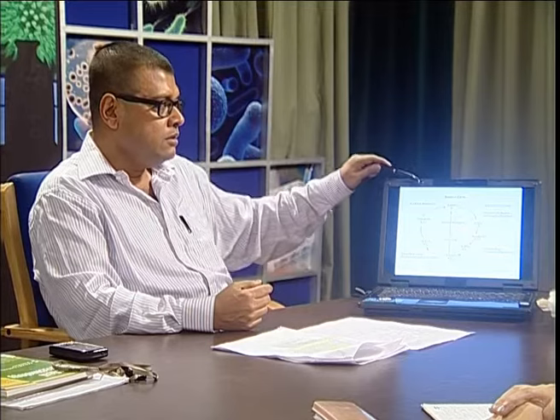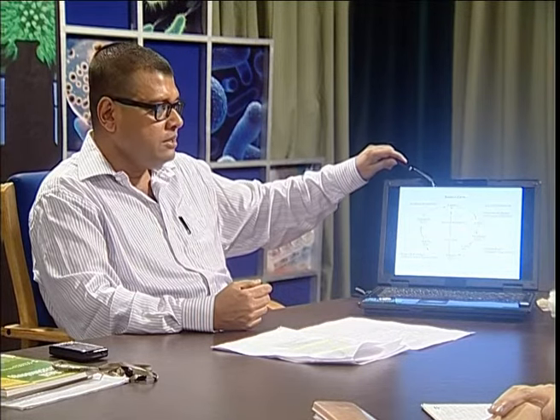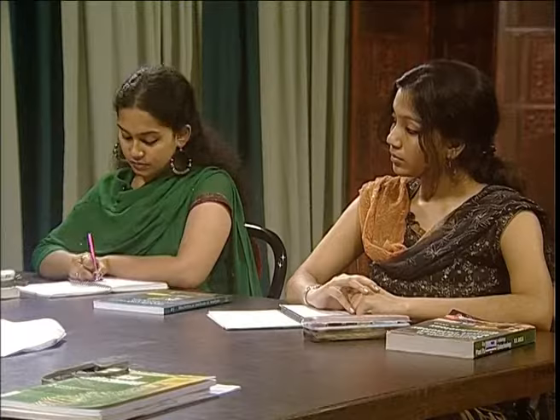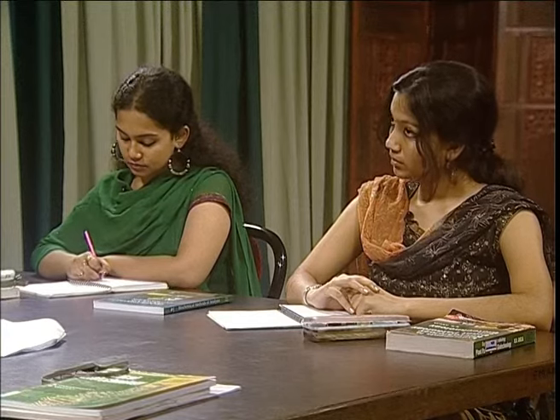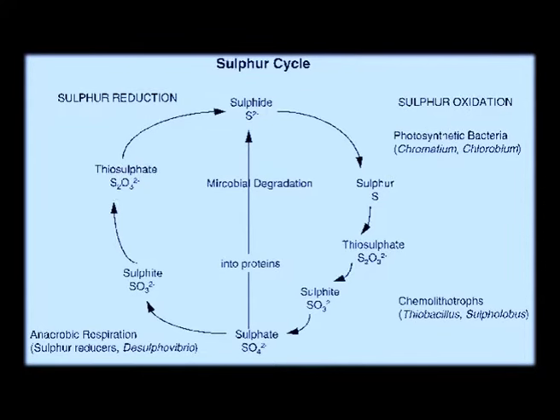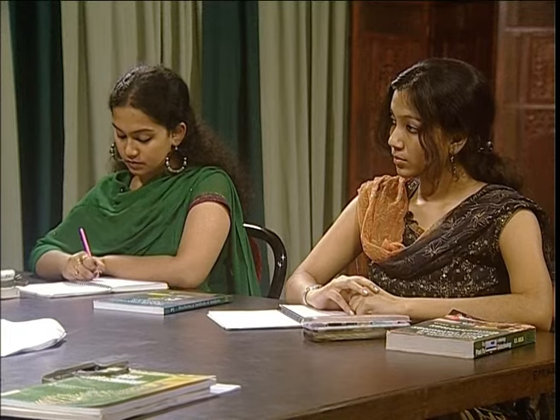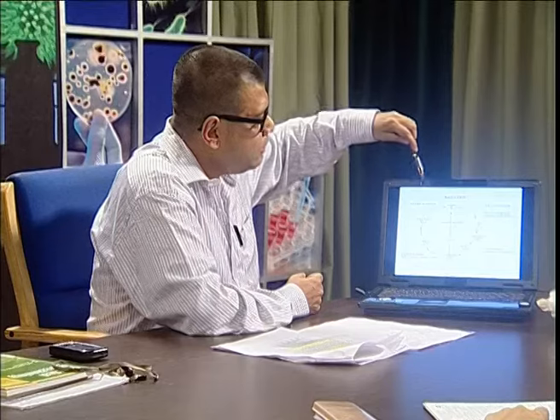Now, why is it so called? Because the compound or the element is present essentially in the sediment. It can be the sulfur cycle or the phosphorus cycle. As you can see in this slide, in the sulfur cycle, there is conversion of sulfide to sulfate and reconversion of sulfate back to sulfide. And this is essentially carried out by different bacteria, that is the sulfur oxidation and sulfur reduction.